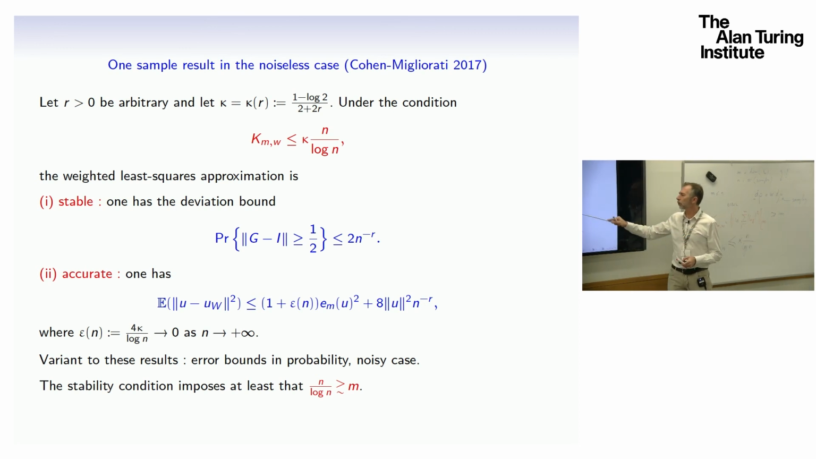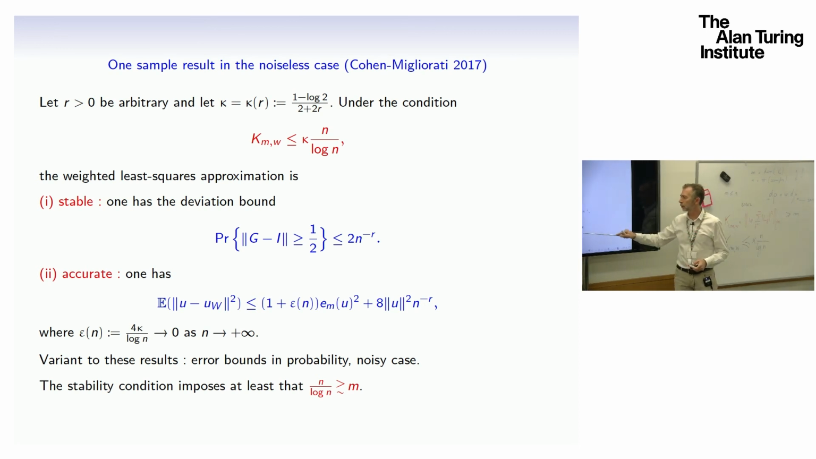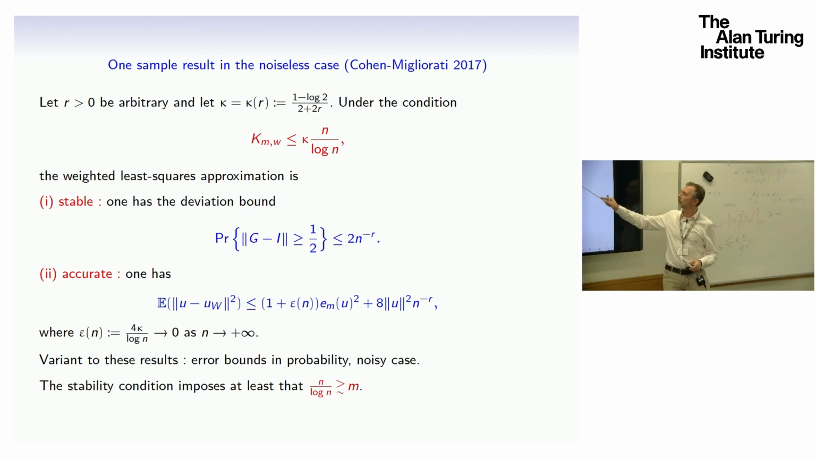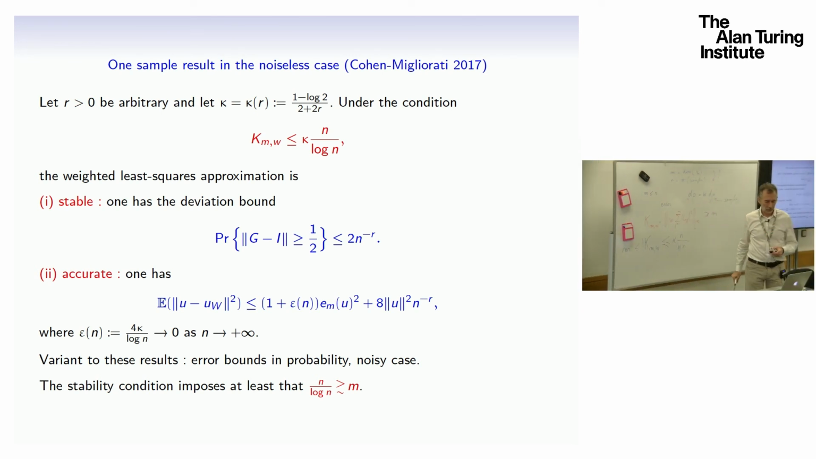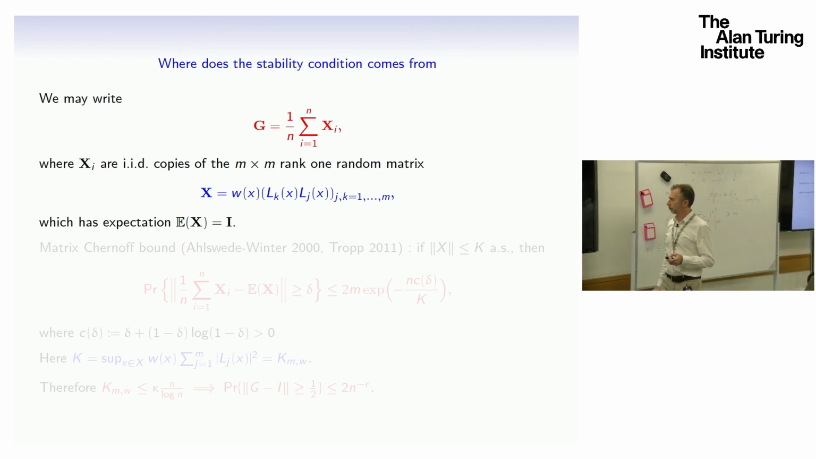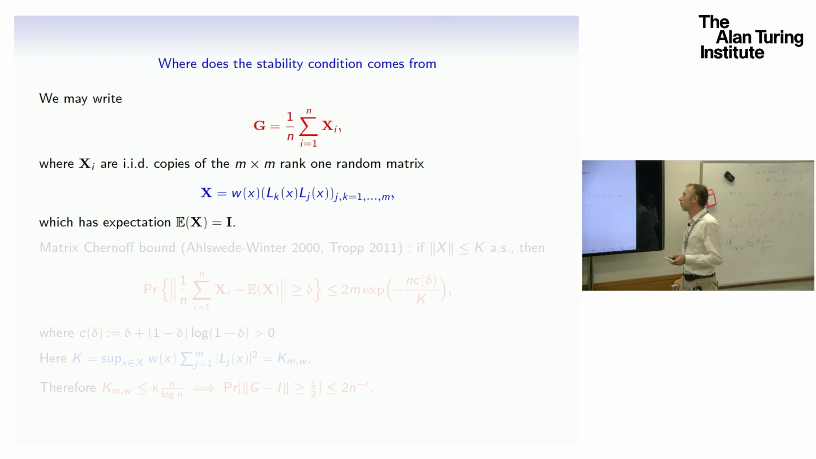And there are, of course, quite a few variants to this result. You could put error bounds in probabilities instead of expectation, introduce some noise, but essentially, what I wanted is to put my finger on this important condition. So where does it come from? Well, it comes from a concentration inequality for matrices, at least in our analysis.